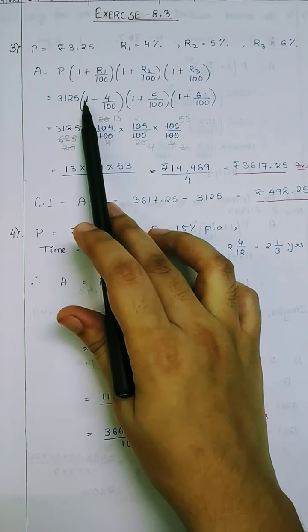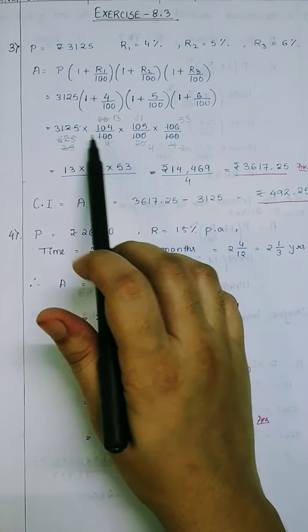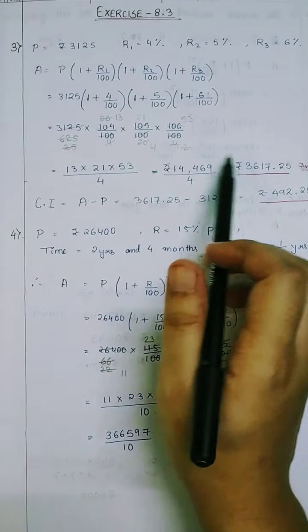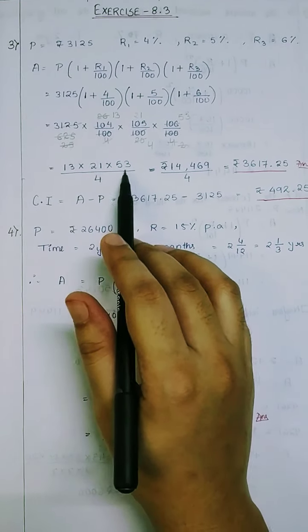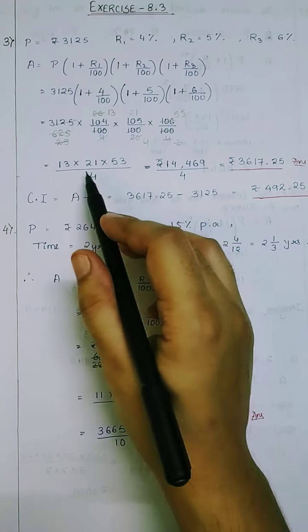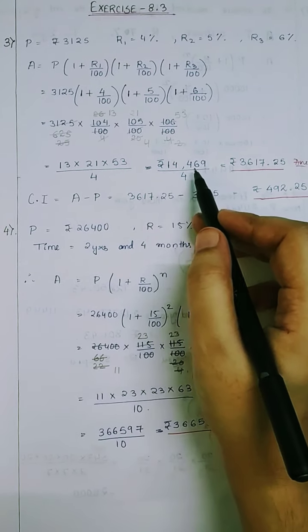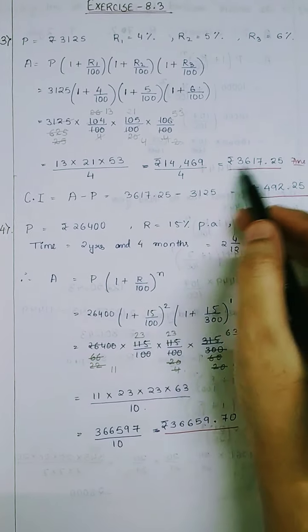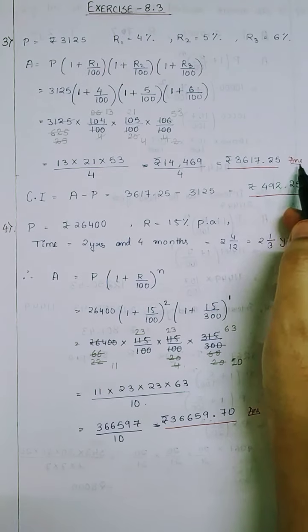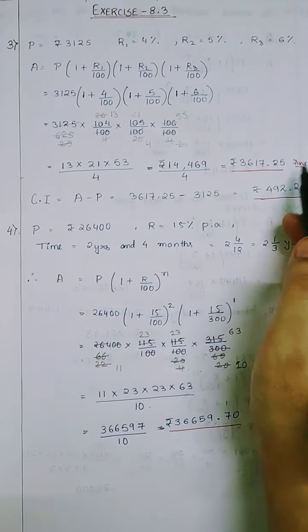So 100 into 1 is 100, 100 plus 4 is 104, so 104/100, 105/100, 106/100. Just cut it out and solve it out. We get 13 into 21 into 53 by 4. After that, when we multiply it all, it will give you 134,469 by 4. After converting to decimals, we get rupees 3,617.25. This is the amount at the end of the 3 years.